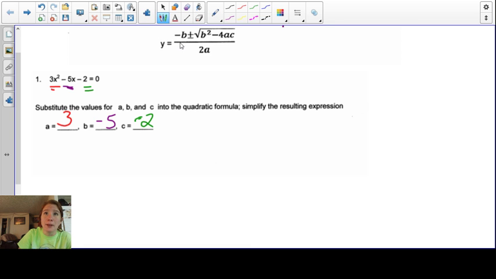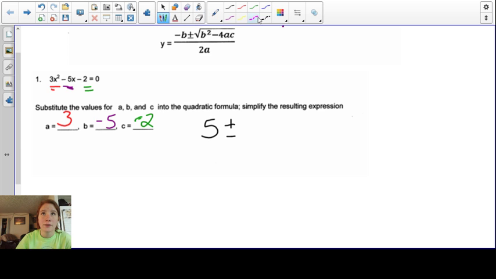This is -b, which means it's the opposite of the b. My b is -5, so I'm going to write 5. Next comes the plus minus part, so I write the plus minus.